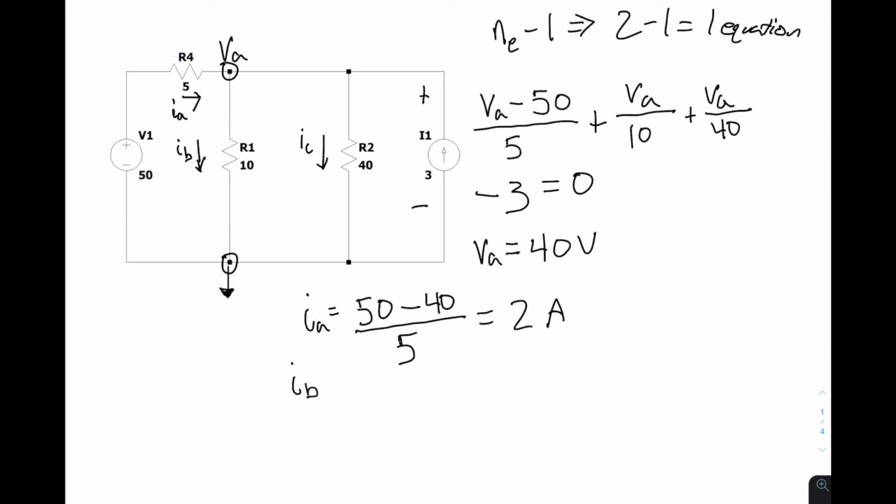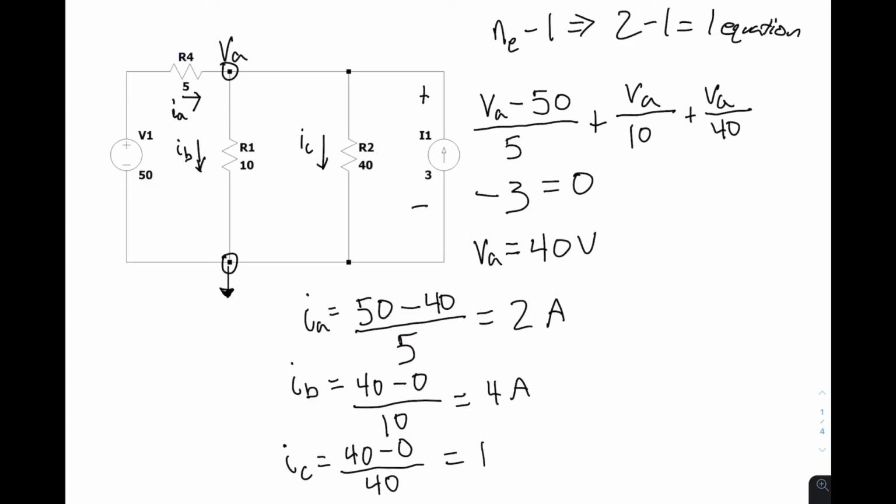IB, following the same direction, you're going to have VA, which is 40, minus 0, which is our reference, over 10, which is equal to 4 amps. And finally, we'll have IC is going to equal VA, which is 40, minus 0, our ground, divided by 40 ohms, which is going to equal 1 amp.